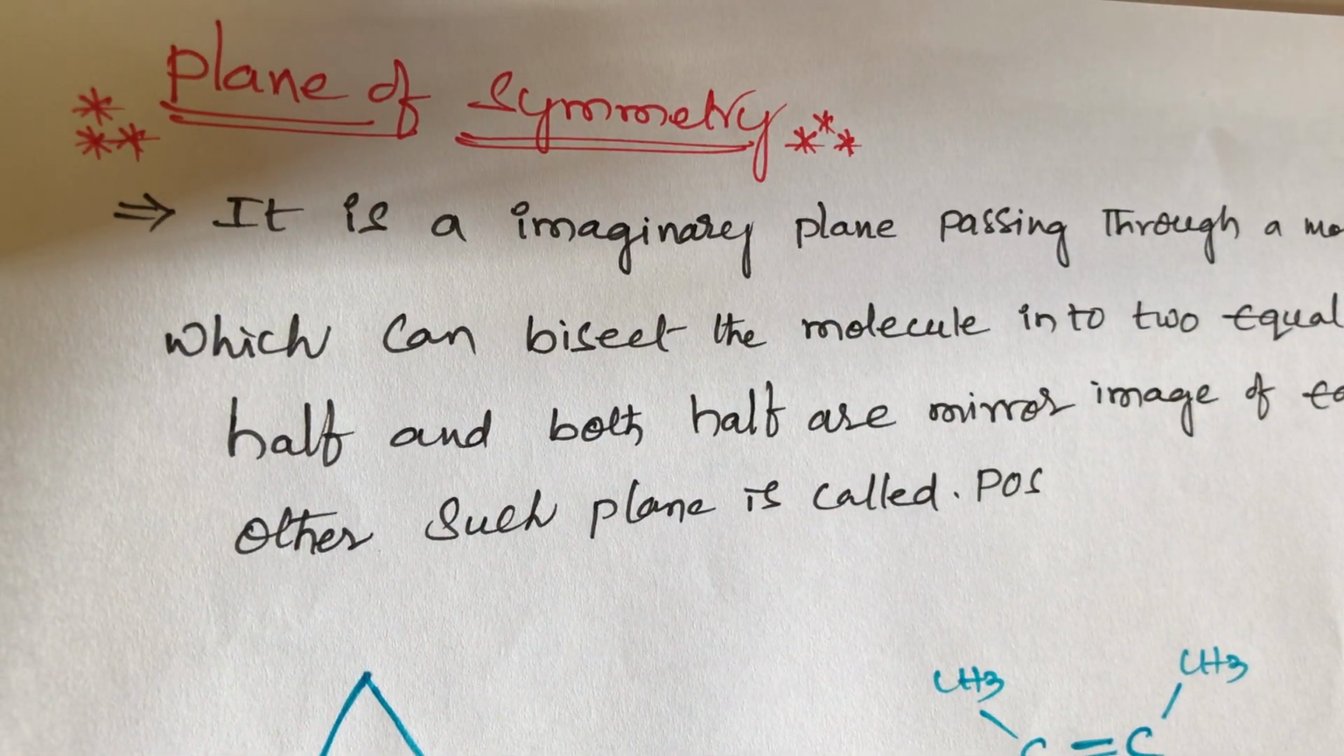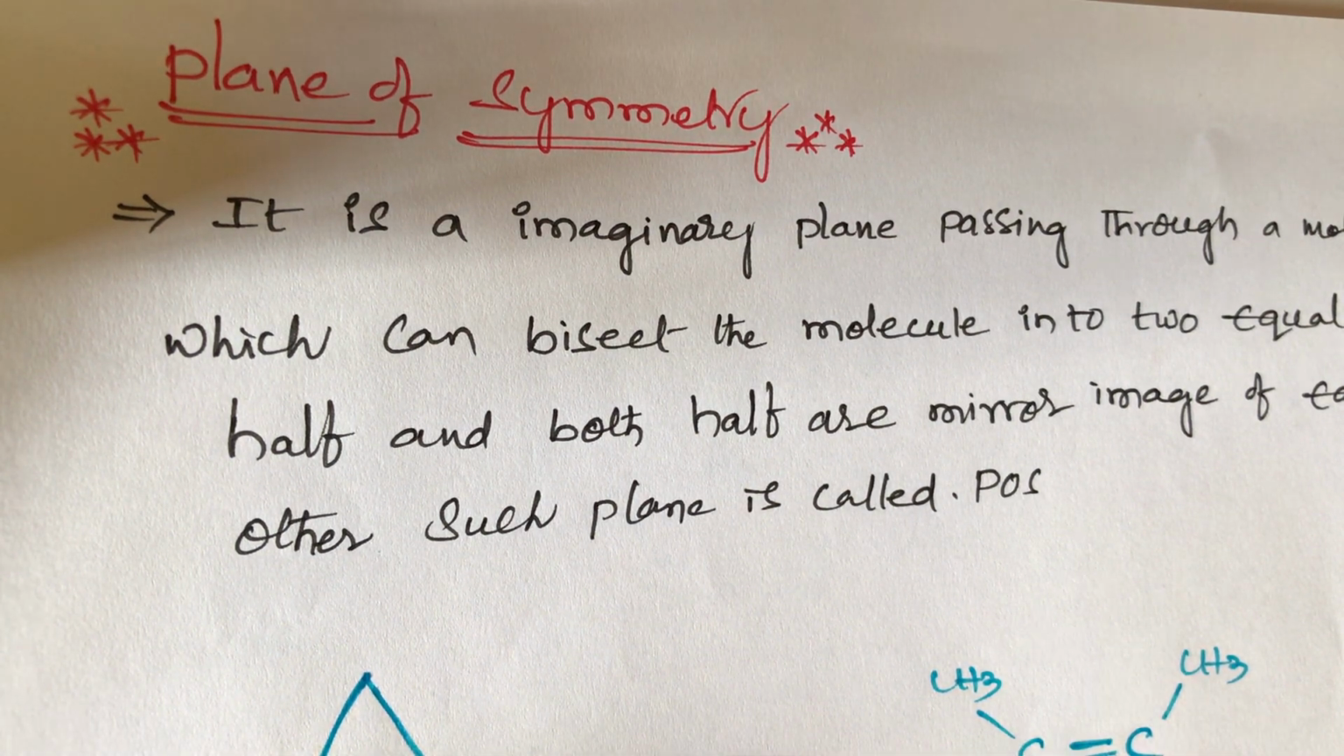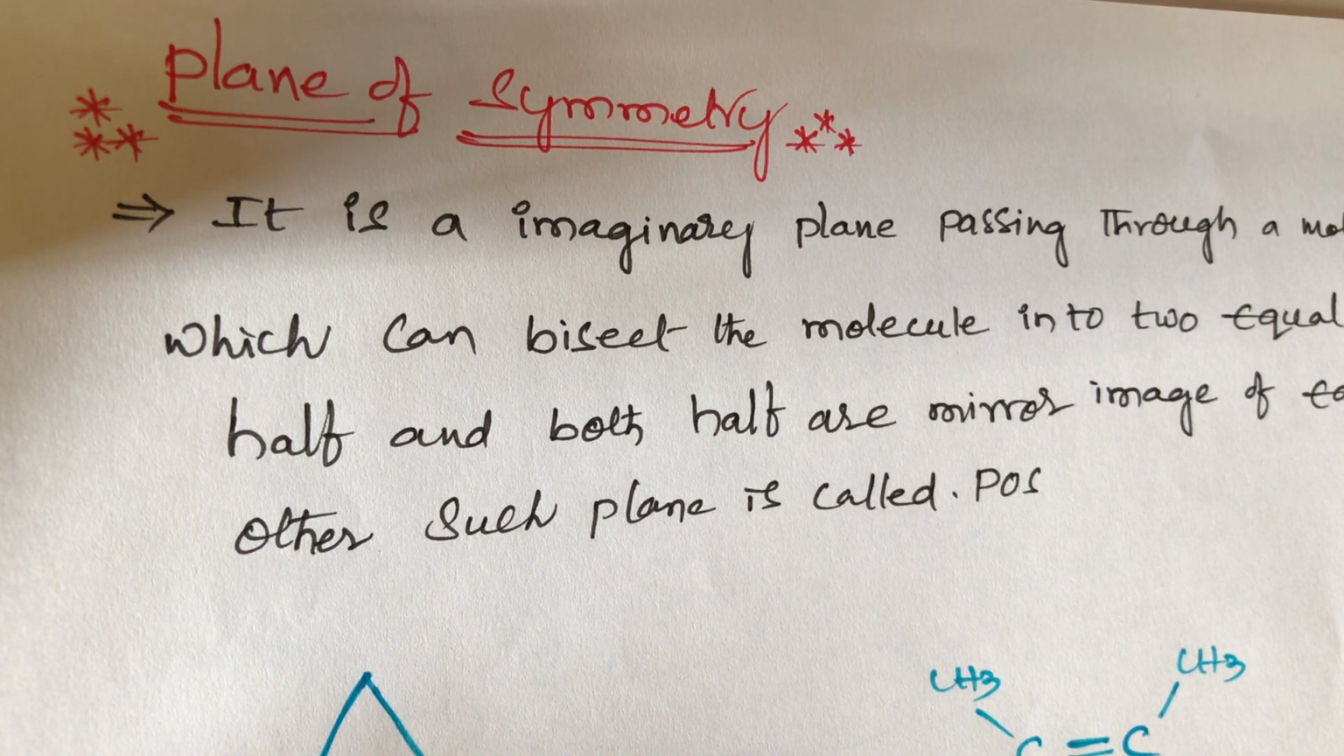Now, the very most important next topic is plane of symmetry. What is plane of symmetry? It is an imaginary plane passing through a molecule which can bisect the molecule into two equal halves, and both halves are mirror images of each other. Such a plane is called a plane of symmetry.